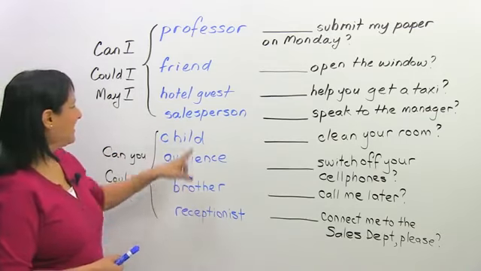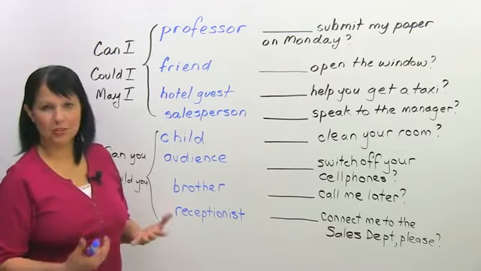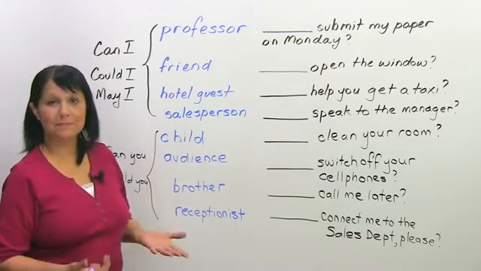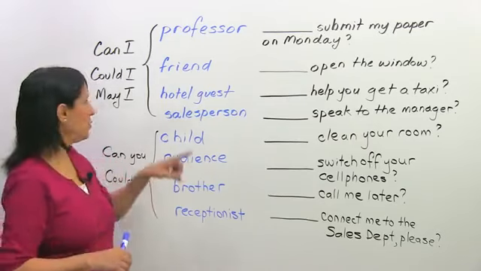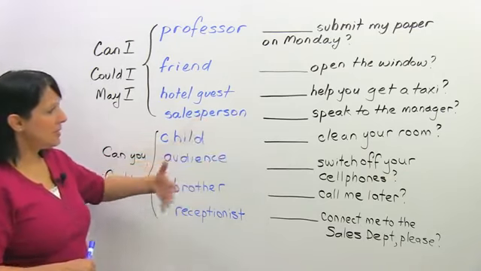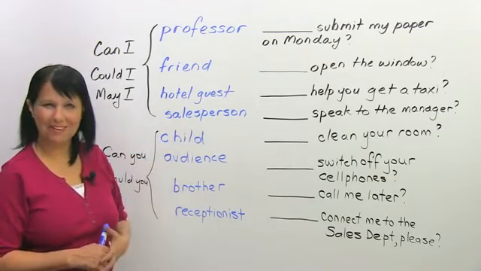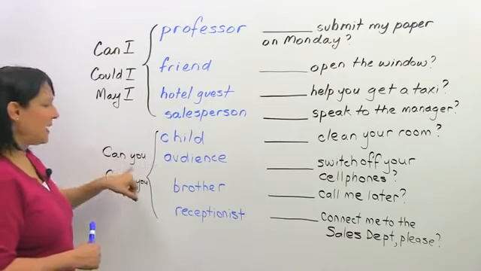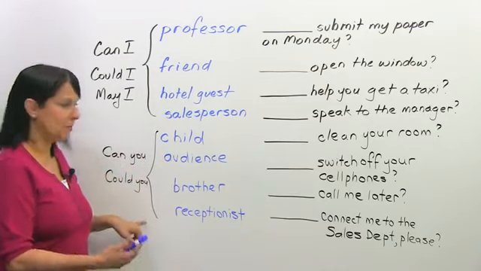Good. You're talking to a salesperson in the store. Blank, speak to the manager. What are you going to say? This is one of those semi-formal situations, all right? So you'd probably say, could I speak to the manager? All right, good. Hope you got those. Now let's move here to can you or could you, all right?